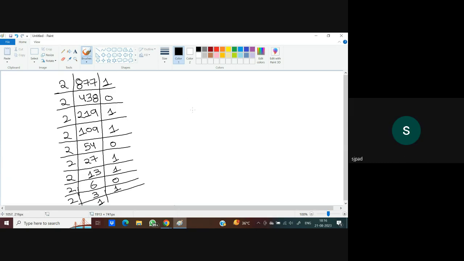Bottom. Exactly. So I should start interpreting it from the bottom because this is going to be my most significant bit, right? This is what we call as MSB. And this is what we call as LSB, that is least significant bit. So we shall start reading the number from MSB. So it is going to be 1, 1, 0, 1, 1, 0, 1, 1, 0, 1.